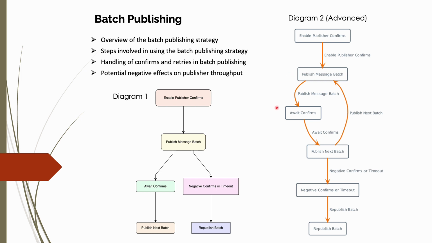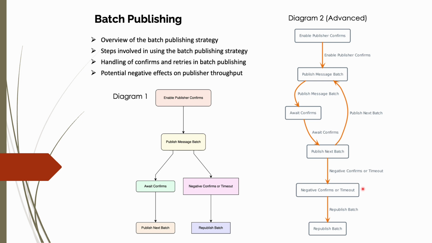Await confirms. This node represents the waiting phase for acknowledgements. After publishing a message batch, the system waits for all outstanding confirms to ensure successful delivery. Publish next batch. This node represents the next batch of messages to be published. It is triggered once all confirms for the previous batch have been received.